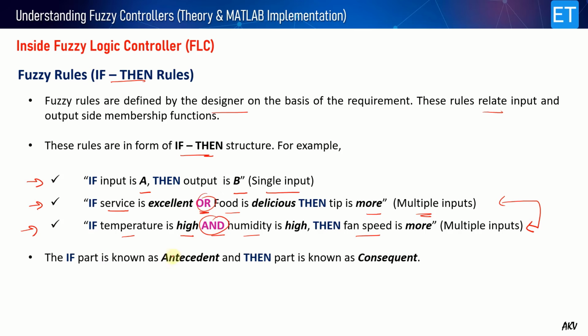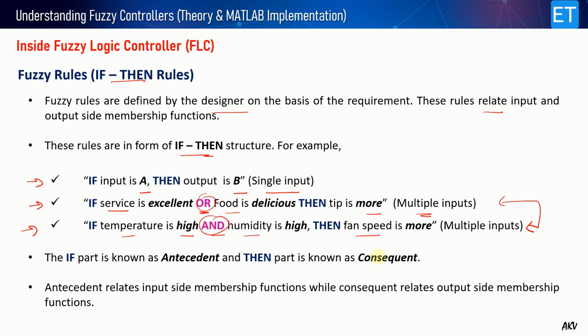Here the if part is known as the antecedent and the then part is known as the consequent. The antecedent relates input side membership functions while the consequent relates output side membership functions.